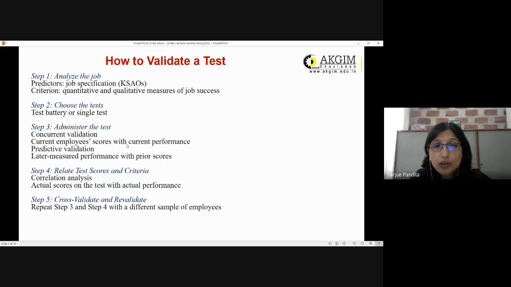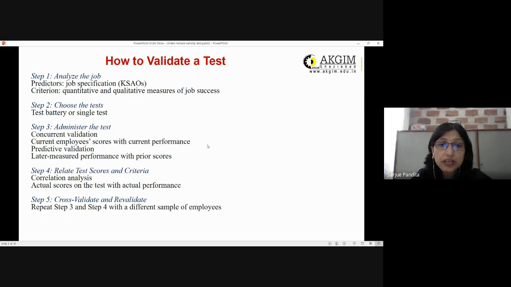Then current employee scores with current performance. Now you want to administer the test. So how are you going to validate? You use it for the employees who are already working in the organization, and then you calculate the scores, so that you can ensure that the test which you are using is valid or not, right?